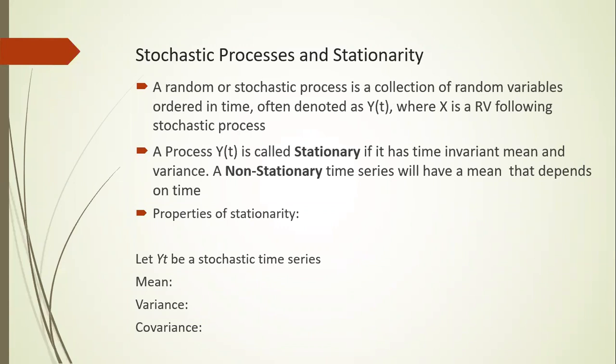All right. So therefore, what happens is that if you have a collection of random variables ordered in time, which is often denoted as yt or xt, then it is following something called a stochastic process. So when we think of a stochastic process, it has to be driven by time actually. Now, when we say that a time series is stationary, it means that as time progresses, the average value of the metric or what we are studying, the average value doesn't change over time.